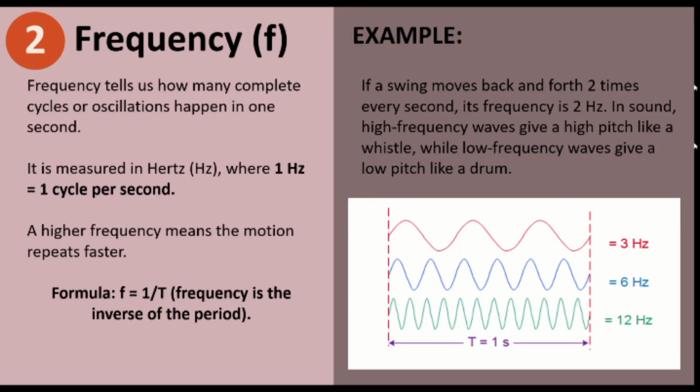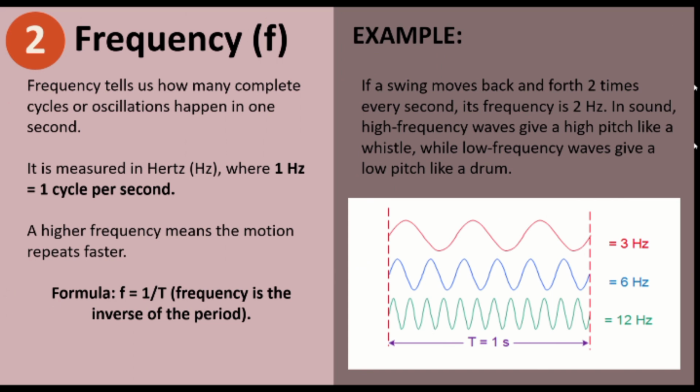Next is frequency. Frequency tells us how many complete cycles or oscillations happen in 1 second. It is measured in hertz, where 1 hertz equals 1 cycle per second. A higher frequency means the motion repeats faster.